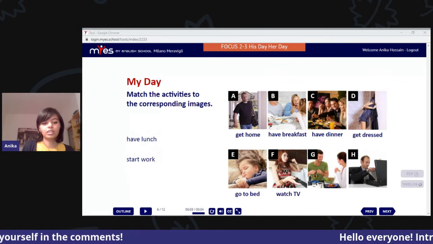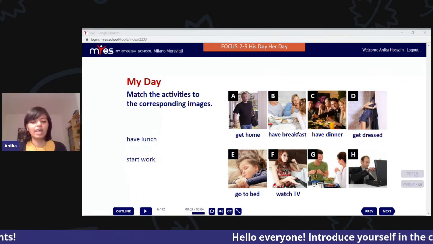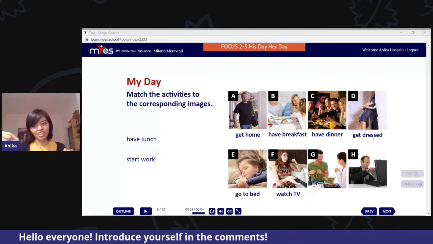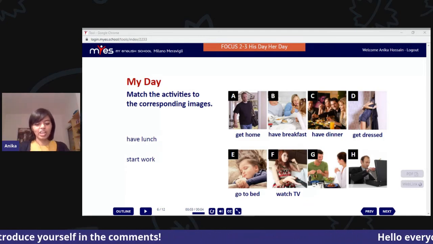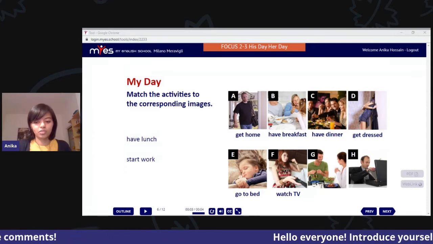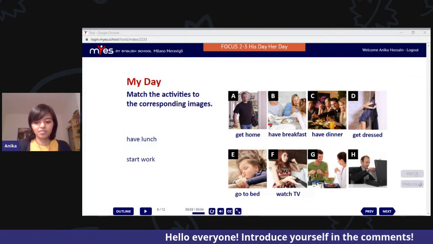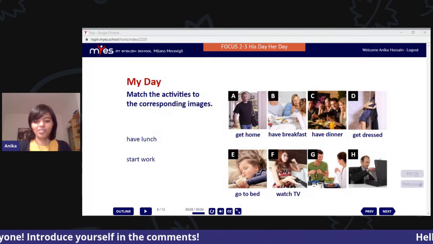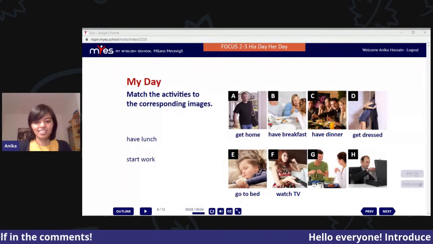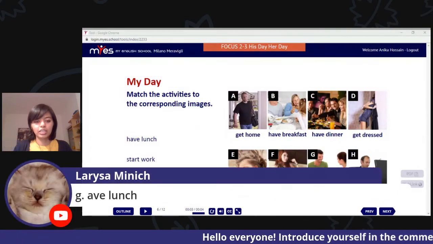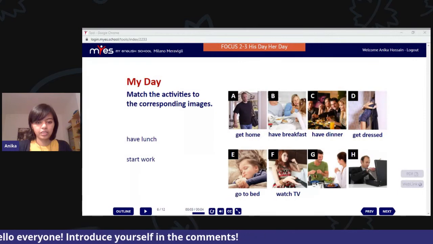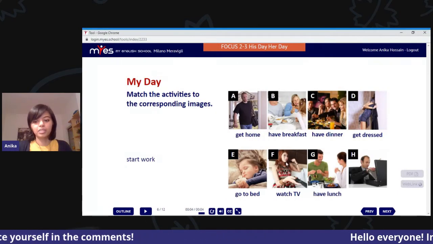Yeah, so the girl in the picture is watching TV and she has a remote control in her hand. So the object that you use for changing your channels is a remote control. Telecomando, I think, in Italian, if I'm not wrong. Okay, so we have the answer for G, have lunch. Great job, Larissa. They're having lunch, and obviously the last one would be start work.